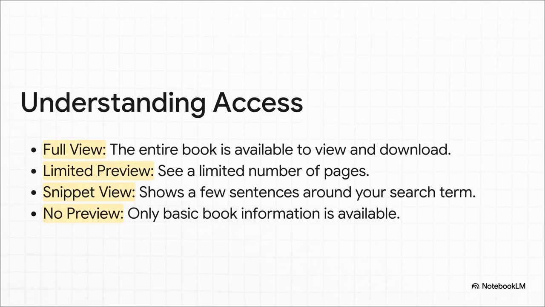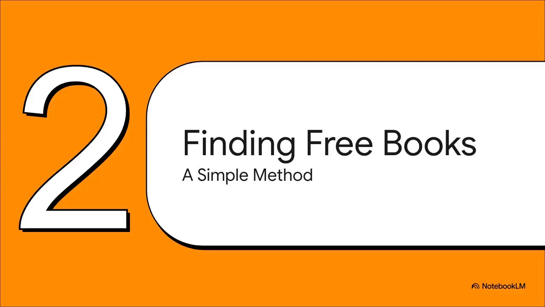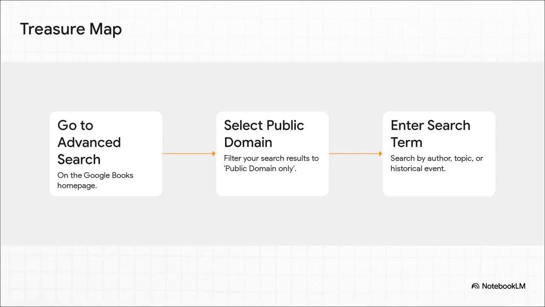Now, the preview and snippet views are great for finding things, but our goal today, what we're really hunting for, are the full view books. These are the golden ticket. These are the ones you can download and use the whole thing totally. So, how do you find that treasure buried in millions and millions of titles? Well, it's surprisingly simple once you know exactly where. Here is your treasure map.